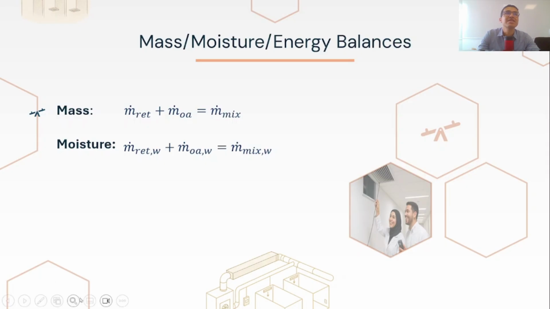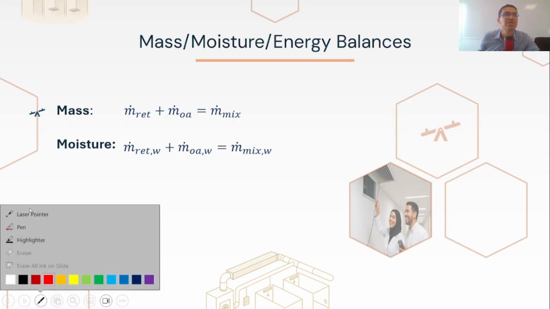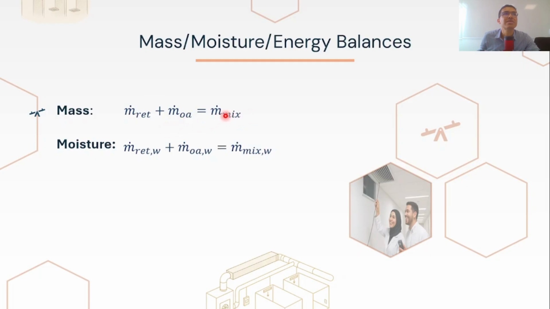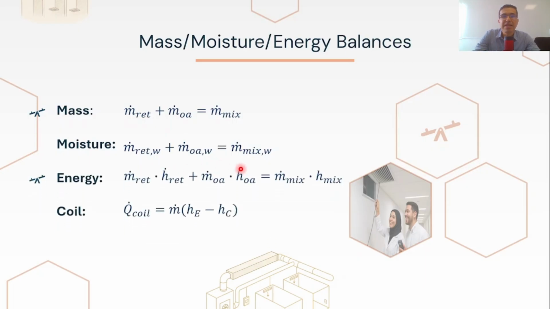That is, let's use again the pointer. So we see that the mixed air, because we have conservation of mass, is going to be the sum of the outdoor air and the return air. And then we also have the same for the moisture. Then next we apply the energy conservation. So in the energy conservation, once again, for the mixed air, we multiply each term by their enthalpies.